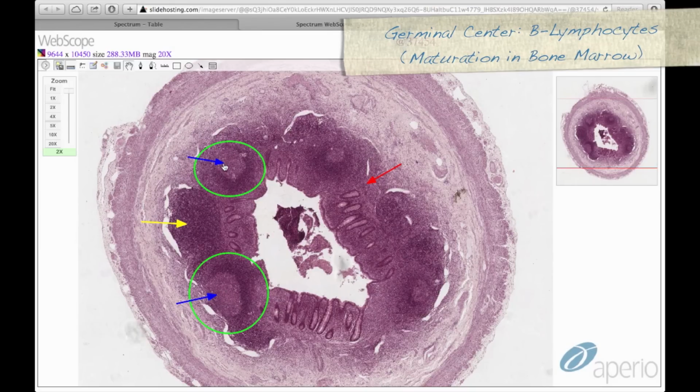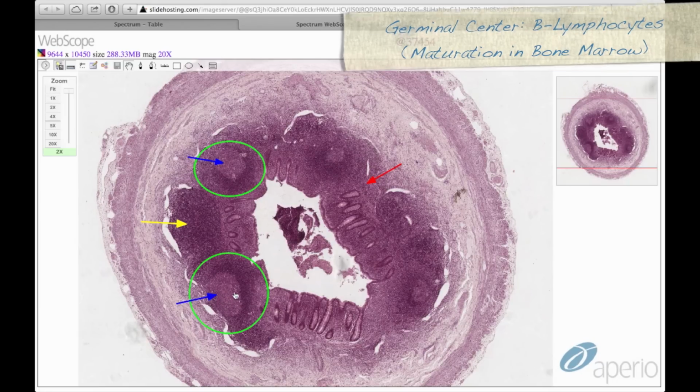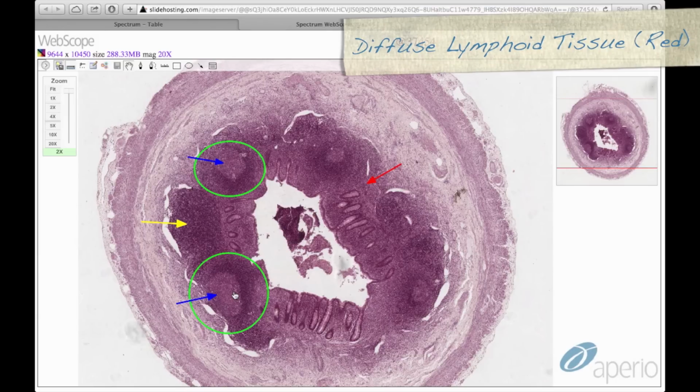Please note that mature B lymphocytes are the predominant cell in the germinal center. Remember that B lymphocytes, or B cells, undergo maturation in the bone marrow. There is also diffuse lymphoid tissue seen here at the red arrow, which is loose connective tissue between the nodules composed mostly of lymphocytes and other immunologically active cells of the lymphatic system.